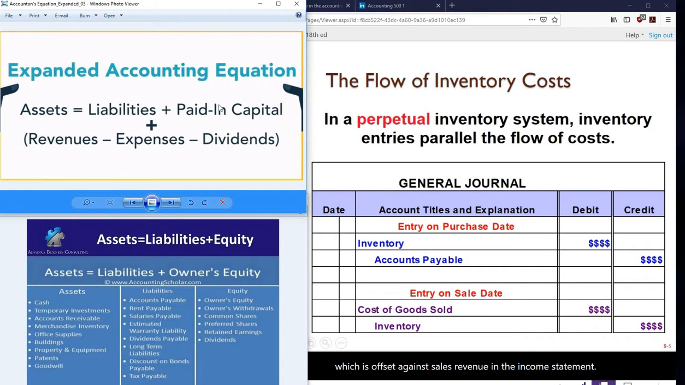Okay, here's the expanded accounting equation. Assets equal liability plus paid in capital plus revenue minus expenses minus dividends. I'll leave that up for later.